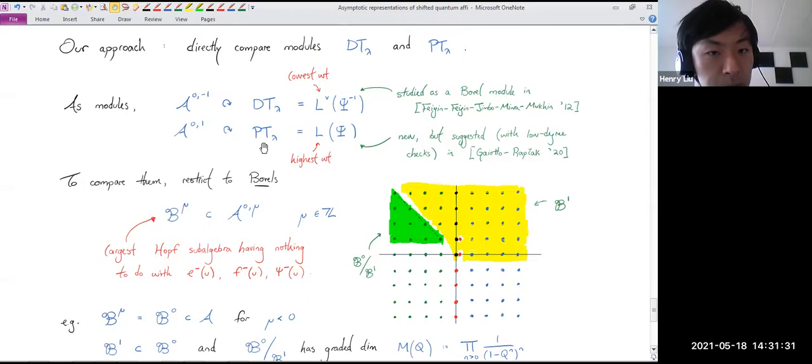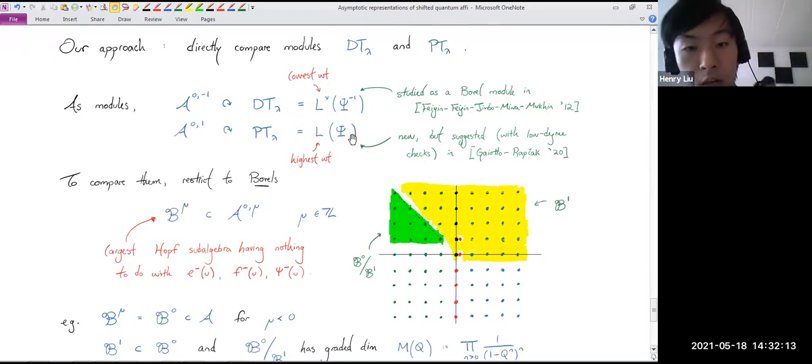The PT module is acted on by the +1 shifted version of the same algebra, and it's a highest weight module with a very explicit highest weight. And perhaps not too surprisingly, the lowest weights for DT and highest weight for PT are inverse to each other. It's not too surprising because if you think about what the lowest weight vector is for DT, it's like the minimal configuration with one infinite leg. And for PT, it's like the analogous minimal configuration with the infinite leg pointing in the opposite direction. So there's some kind of minus sign happening, and the minus sign is reflected in this inverse.